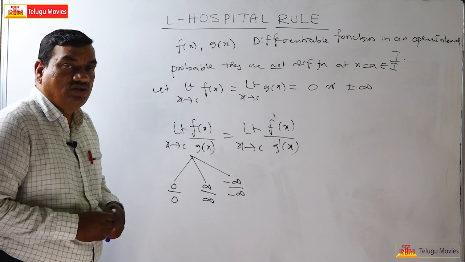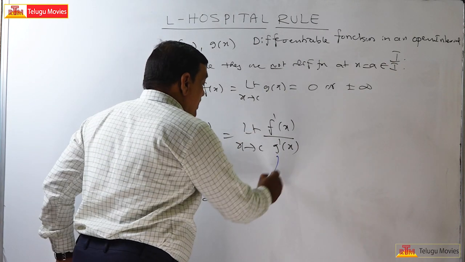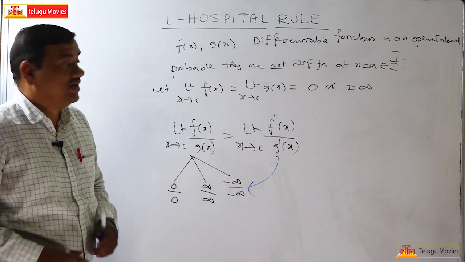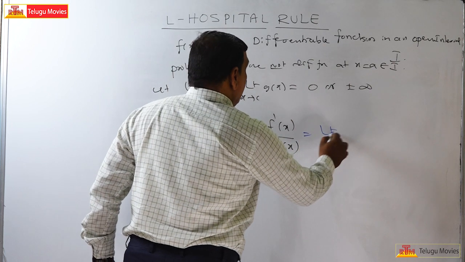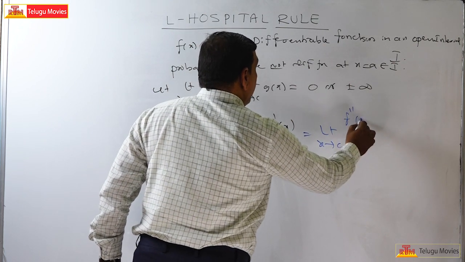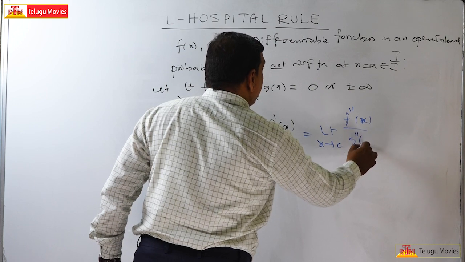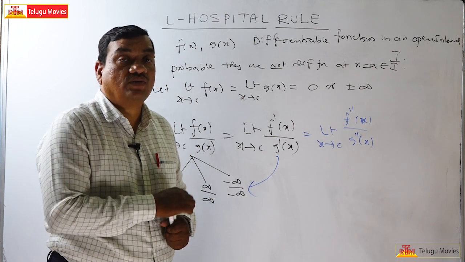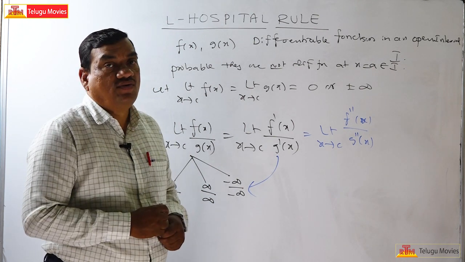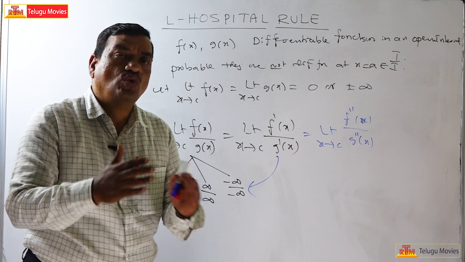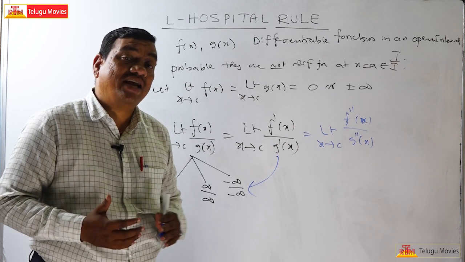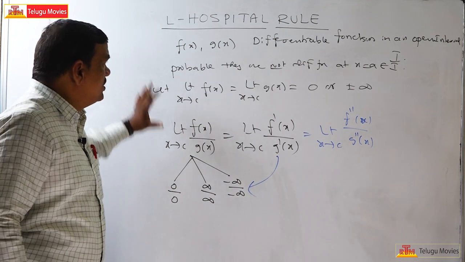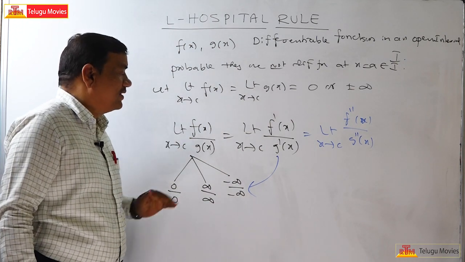Again we may get a doubt, sir, if this value also gives the same form, that is 0 by 0, infinity by infinity, minus infinity by minus infinity. Again we have to differentiate, f double dash of x by g double dash of x, until we get a finite value. Finite value means any real number, root 2, root 3, 1 by 2, 1 by 7, 7 by 8, like that. We have to continue the same process. This is the rule called L'Hopital rule.